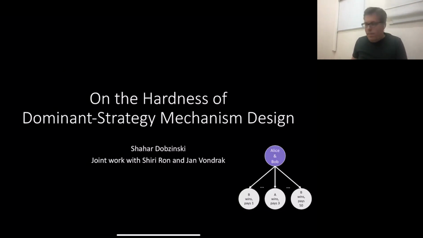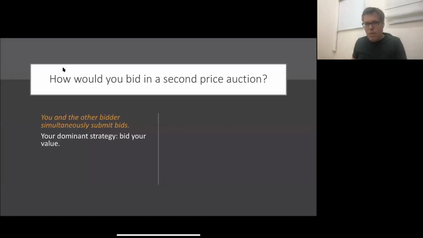Let's start with maybe the most basic mechanism in mechanism design, which is the second price auction. And the question that I want to ask is very simple: how would you bid in a second price auction? Now, I'll actually give you several possibilities for what I mean by a second price auction.